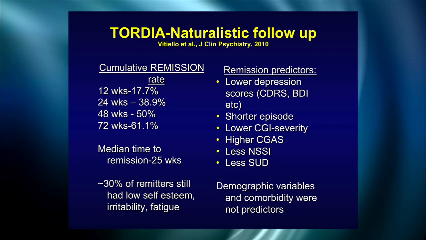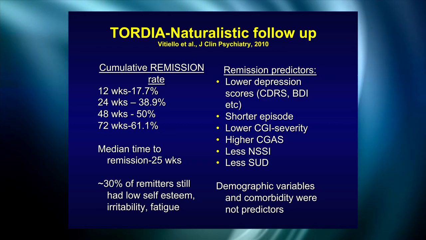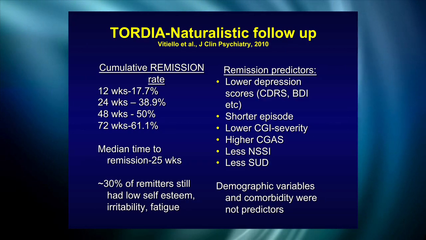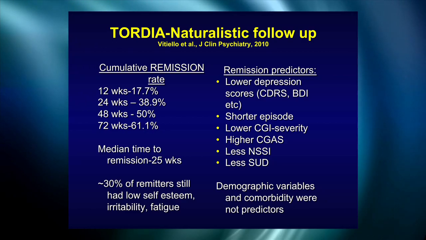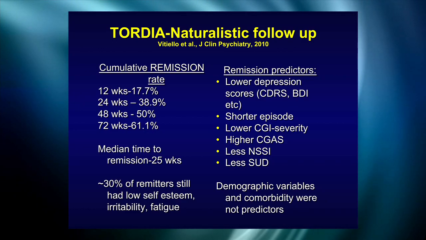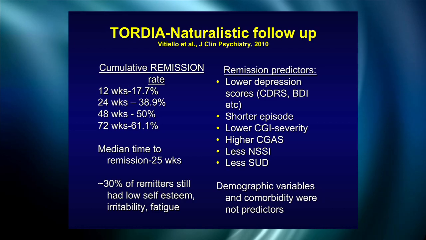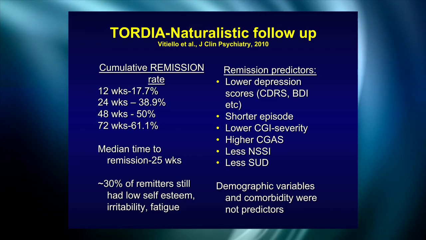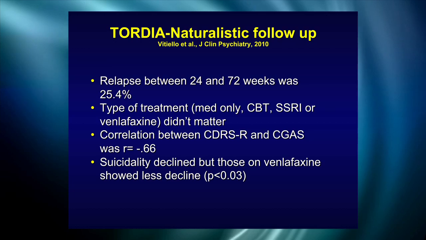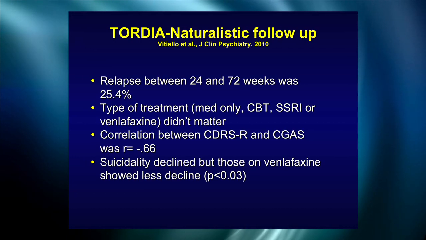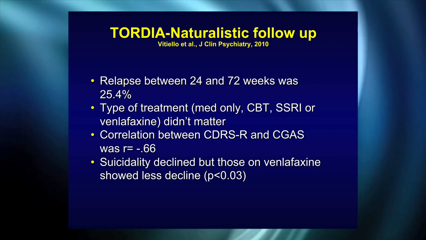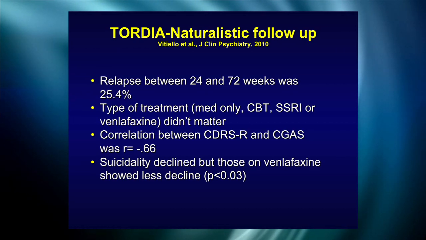Remission predictors: lower initial scores, meaning less depressed, shorter episode duration, less severity, better functioning going into the trial, less suicidal, non-suicidal self-injury, cutting, borderline kinds of things, less substance abuse. Demographic variables and comorbidity were not predictors. But again, more information that says the deeper you are in the hole, the less likely you are to climb out of it. The relapse rate: 61% seemed to get significantly better during that period of time. About a quarter of them relapsed. It didn't matter what kind of drug you had, and it didn't matter whether you got CBT or not.